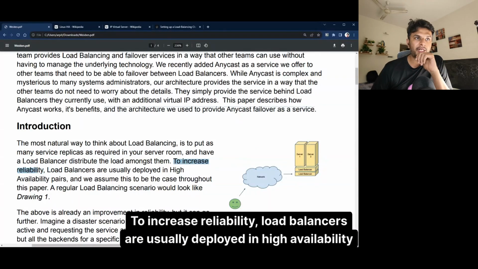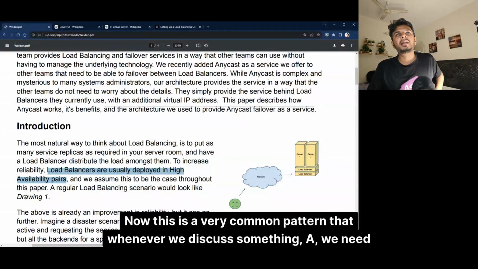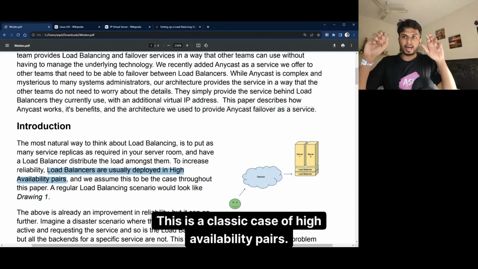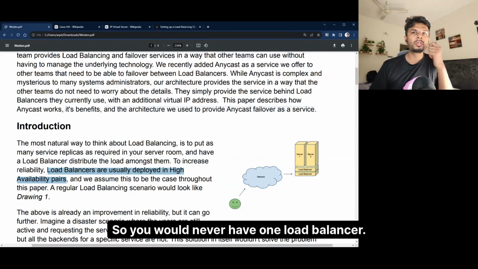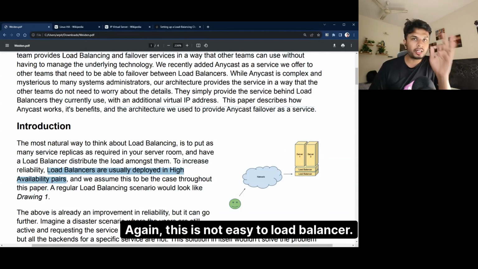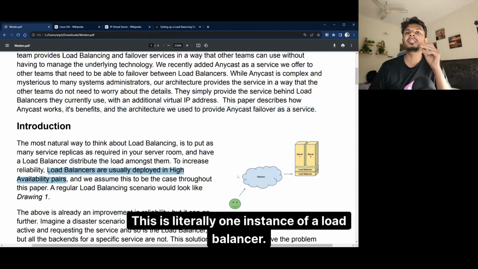To increase reliability, load balancers are usually deployed in high availability pairs. Now this is a very common pattern that whenever we discuss something, hey, we need a standby node. This is a classic case of high availability pairs. So you would never have one load balancer. You would have multiple instances of load balancer. Again, this is not the EC2 load balancer. This is not an infinitely scalable load balancer. This is literally one instance of a load balancer.